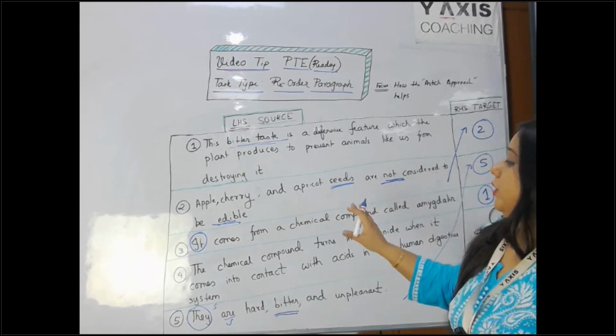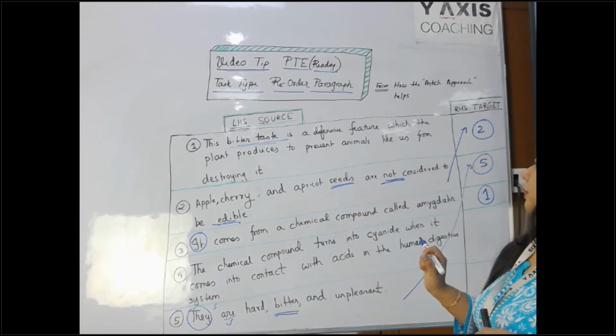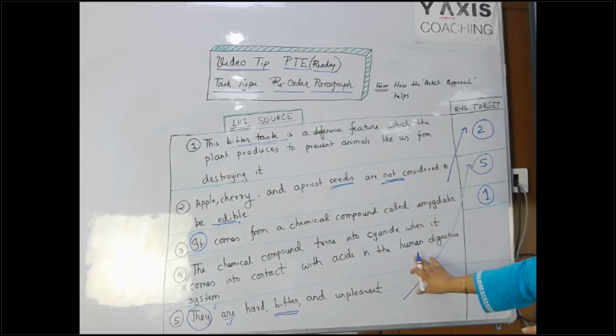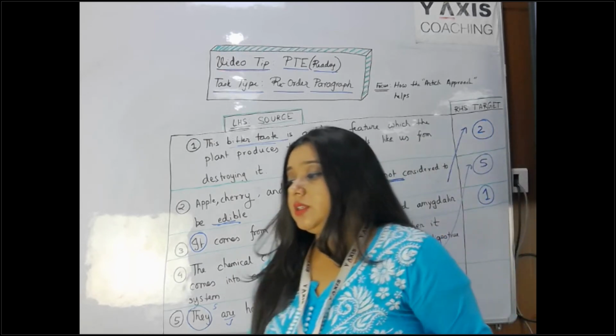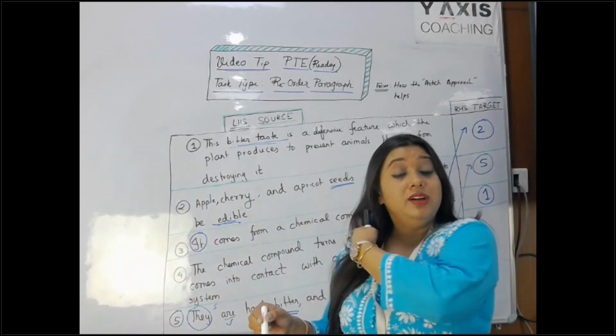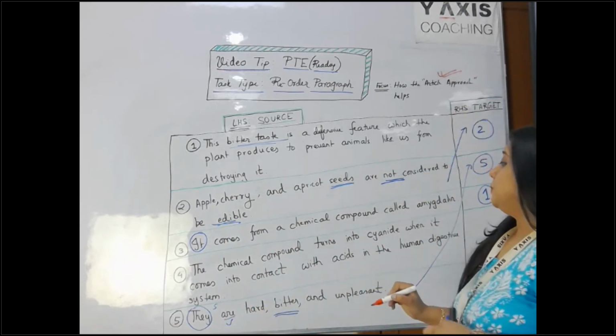Okay, now we are down to 3 and 4. It comes from a chemical compound called amygdalin versus the chemical compound turns into cyanide when it comes into contact with acids in the human digestive system. Now the question is, which one should I go for? And at this juncture, it is your article approach which will help you.